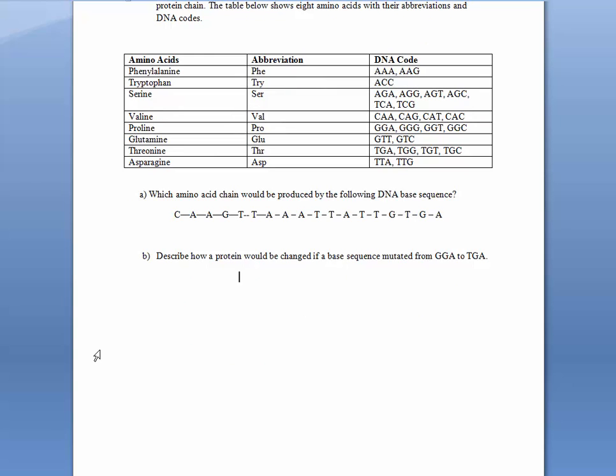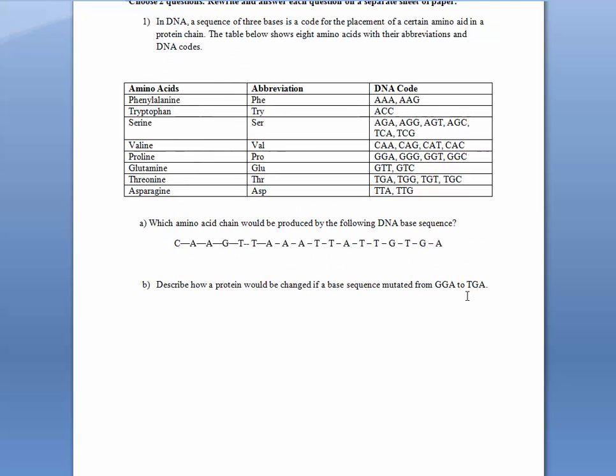B. Describe how a protein would be changed if a base sequence mutated from GGA to TGA. You're going to write a new amino acid sequence and say which amino acid is different between the 2 sequences because of a 1 letter change here. Or you could look at this chart and say, well, GGA is proline, TGA is 309. So what would happen to this amino acid chain? What protein would be different?